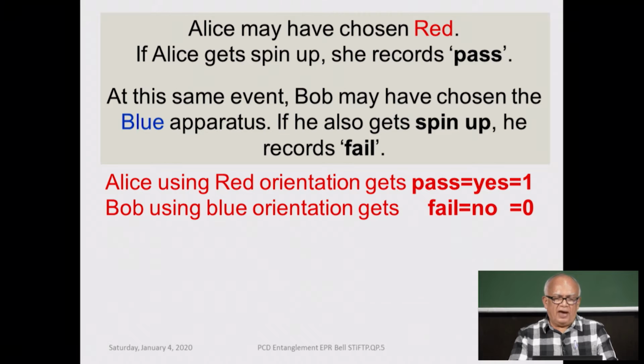So, if Alice using red gets pass, we can mark it as pass, you can call it as yes or call it as 1. If Bob using blue gets fail, you can mark it as no or 0. So, the 1 or 0 does not matter, yes or no does not matter, pass or fail does not matter, it is just a 2 state. Okay? And you can use north and south, up and down, hell or heaven, anything. Okay? But there are 2 possibilities and these are indicated by pass and fail.